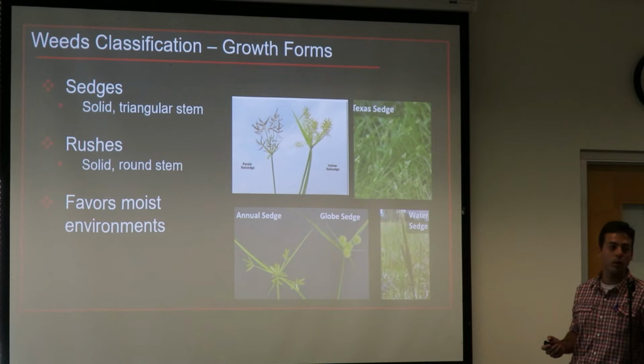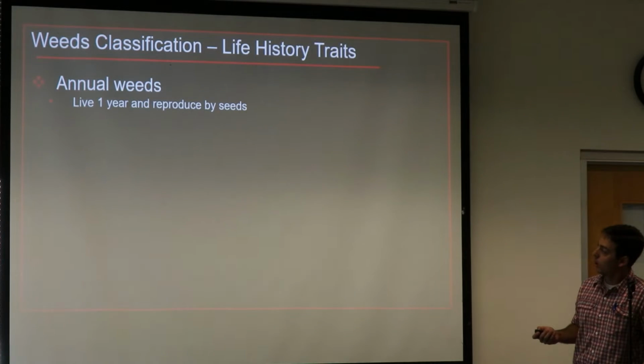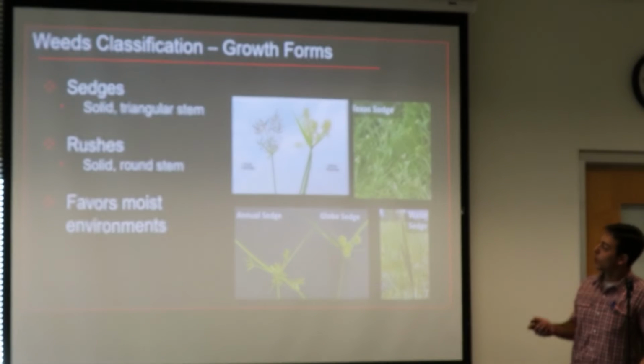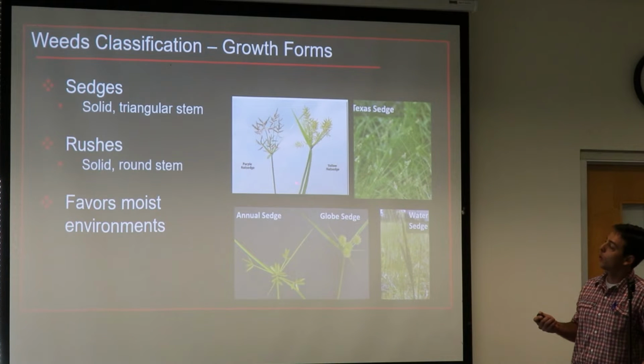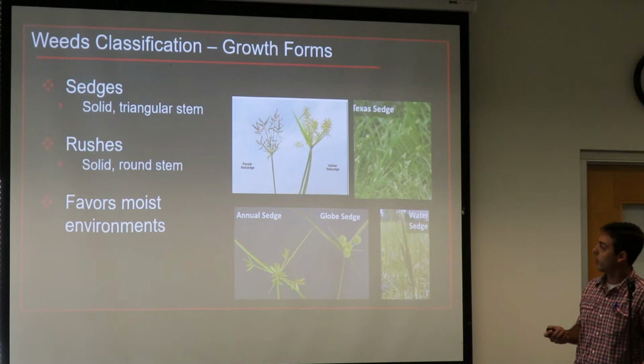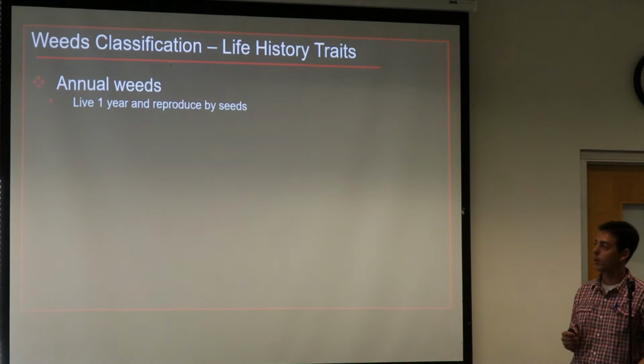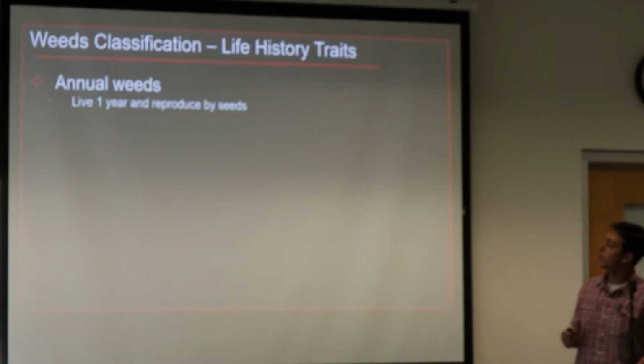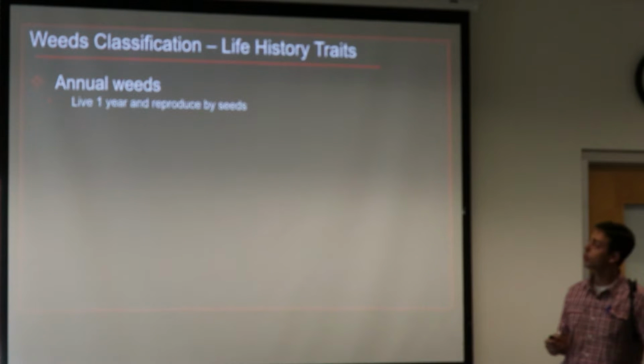Most of the time it's going to be easier to control small plants, and we want to avoid seed production as much as we can, because we don't want our soil seed bank being replenished by seeds. And there are other ways to separate them apart with the tubers, but I will show some pictures in a few slides. So the other important way to classify weeds is to think about their life history traits.